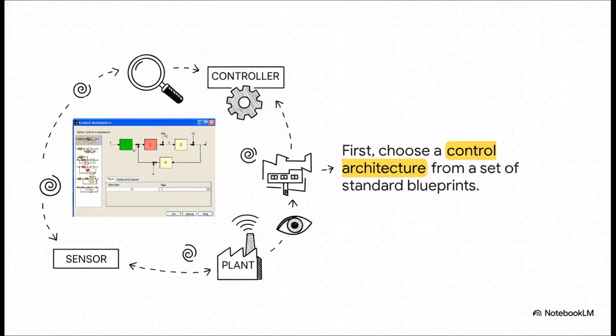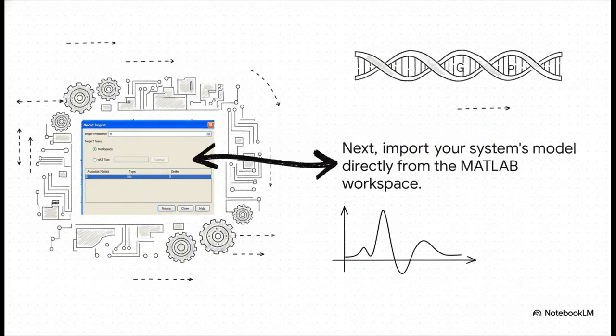So this architecture window pops up, and it gives you a bunch of standard blueprints for control loops. You just pick the one that fits what you're trying to do. It sets up how all the important pieces, the controller, the system itself, and the sensors are all going to talk to each other. And this is where it starts getting really slick. Instead of having to type in a bunch of complicated equations, you can just import your system model, engineers usually call this the plant, and you see it here as G, directly from your MATLAB workspace. Just like that, the unique digital DNA of your machine is loaded right into the tool.